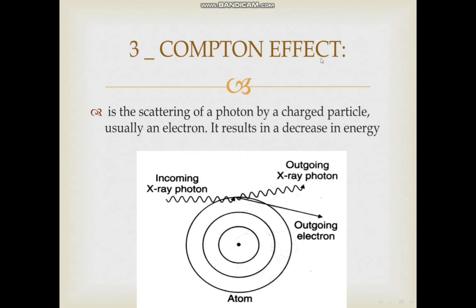The third one is the Compton effect. This is the scattering of a photon by charged particles, usually an electron. It results in a decrease in the photon's energy. So the incoming X-ray photon is scattered out of the atom, and it releases an outgoing electron.